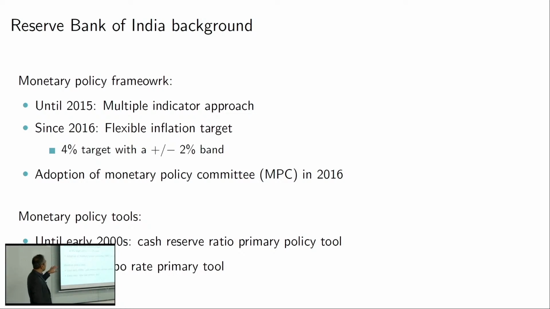In terms of monetary policy, up until 2015, there was no specific dual mandate like we have for the Fed, or inflation targeting. So people have called that the multiple indicator approach. They worry about inflation and output, but they also worry about exchange rates, financial market prices, all sorts of things. And then in 2015, they start adopting this inflation targeting framework, and it's ratified in 2016, where now there is a 4% CPI inflation target with a 2% band around it.